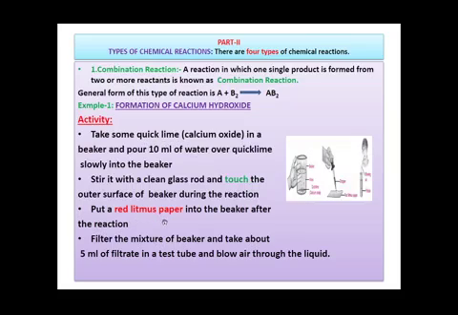Take a red litmus paper and place 1 to 2 drops from the beaker over this litmus paper. Next step is to filter the mixture of the beaker. From this filtrate, take 5 ml in a separate test tube and blow your breath through this liquid, as you can see here in this particular figure.